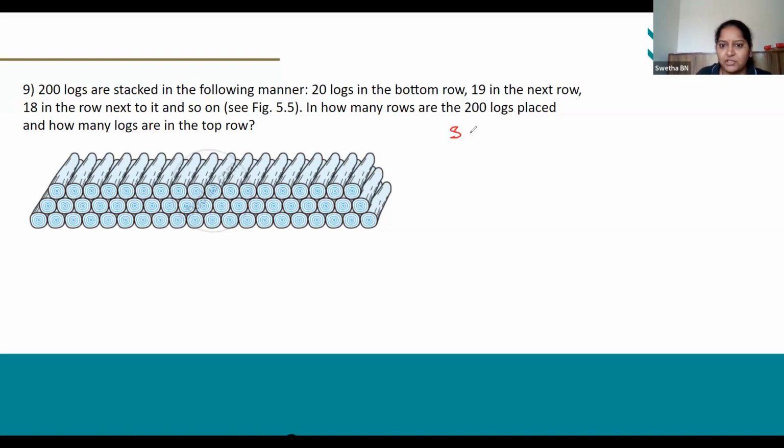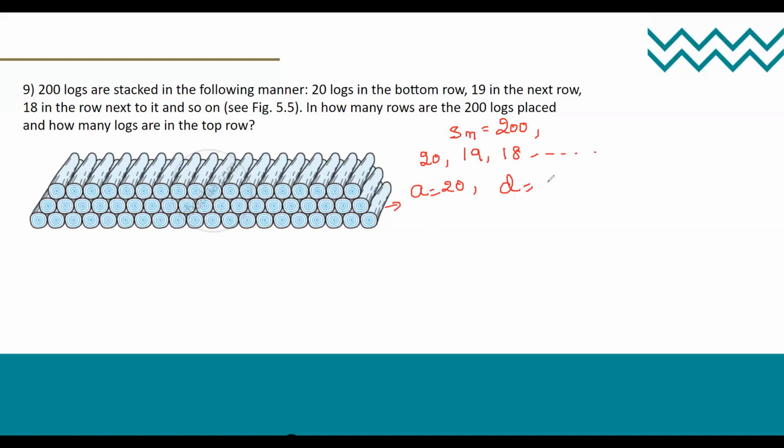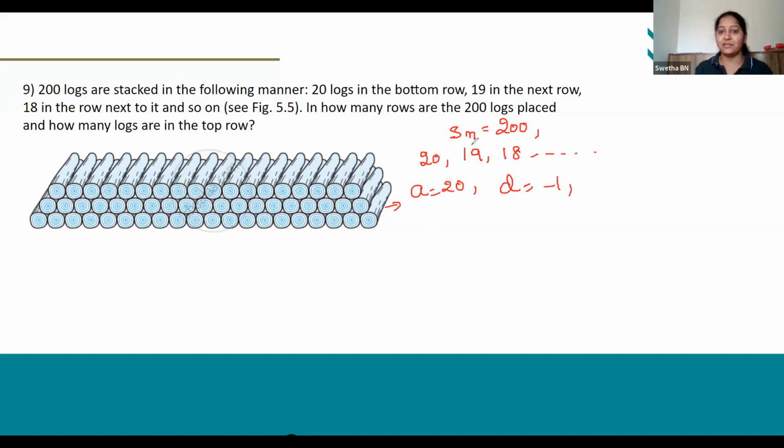Did you understand the question? So Sn is equal to 200. What are the numbers here? How will you write the terms? See, which is the first term? The first term is 20, the second term is 19, the third term is 18, and so on. So what is a here? 20. Who will tell d here? What is the common difference? -1. Very good. See, 19 minus 20, 18 minus 19, it is -1.